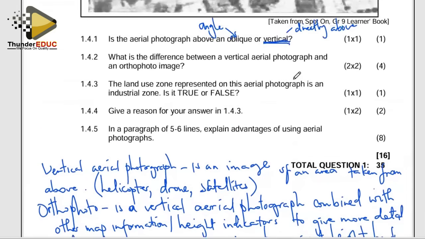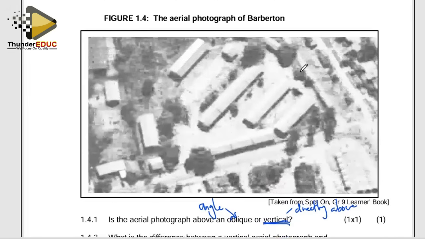The land use zone represented in this aerial photograph is an industrial zone. True or false? Is this an industrial zone? Could we say that there is evidence of industrial activities in this particular area? Right, let's go back, though the image is not very clear.